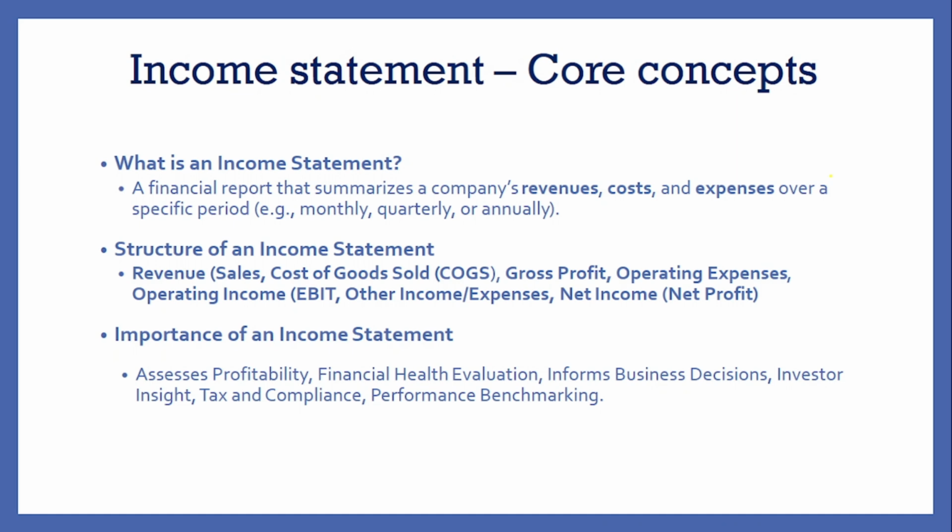So in this discussion, we discussed what an income statement is, which is a financial report that summarizes a company's revenue, costs and expenses over a specific period of time. The structure of an income statement: first it starts with revenue or sales. It reduces the cost of goods sold from sales to get the gross profit. From the gross profit, it reduces operating expenses to calculate the operating income. After that it adjusts all other income and expenses to calculate the net profit. So this is the structure of an income statement.